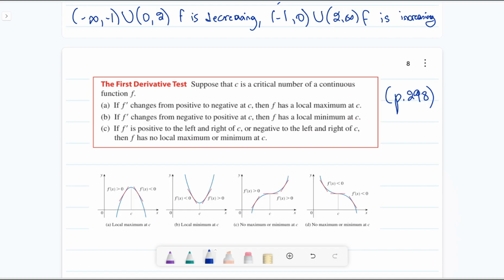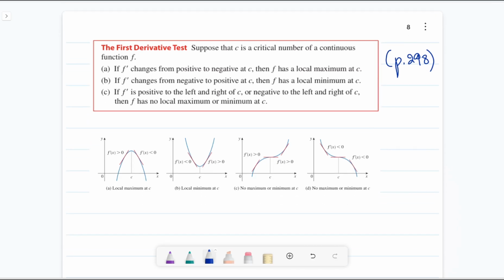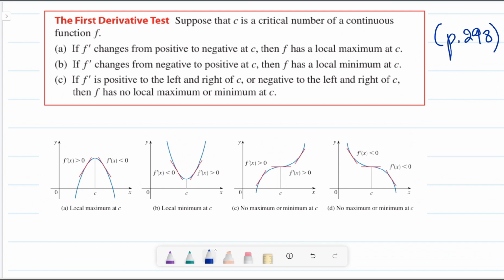Now let's look at what the first derivative test is. Suppose that c is a critical number of a continuous function f. If f prime changes from positive to negative at c, then f has a local maximum at c. If f prime changes from negative to positive at c, then f has a local minimum at c.